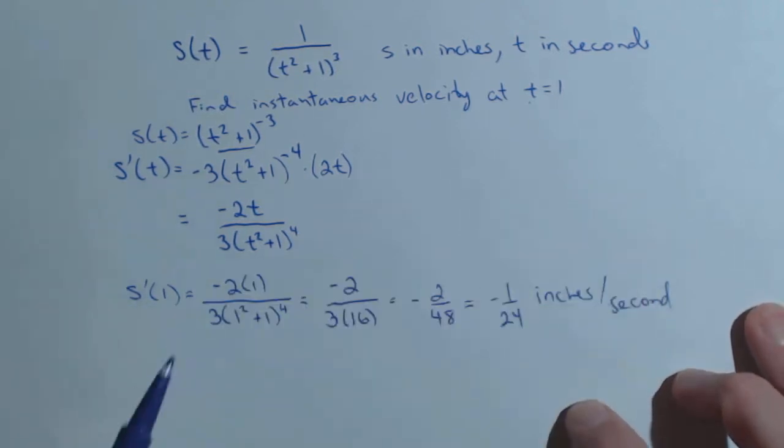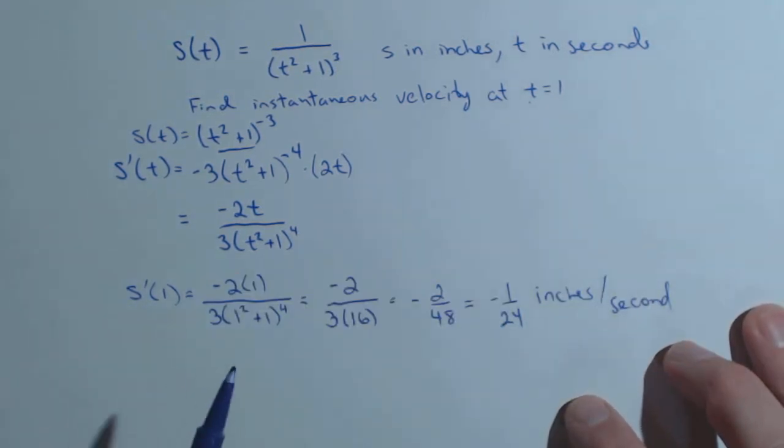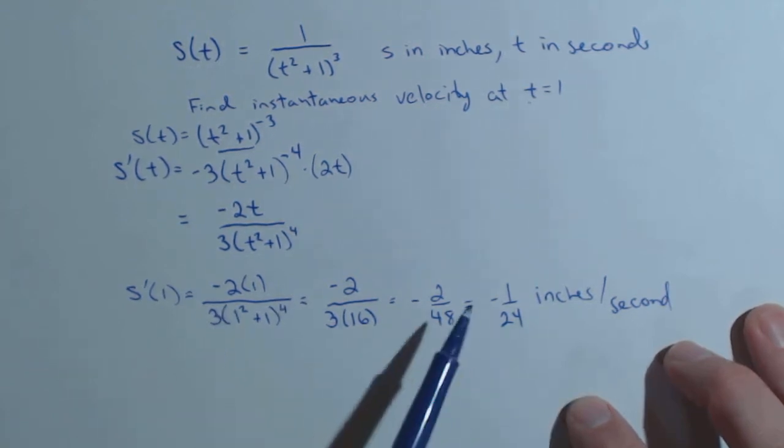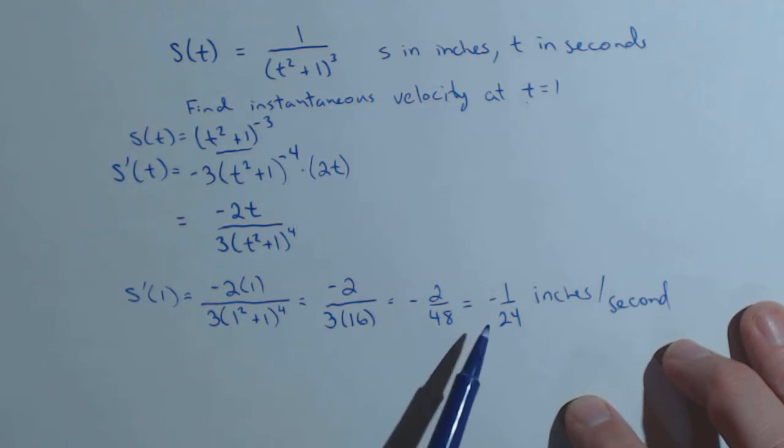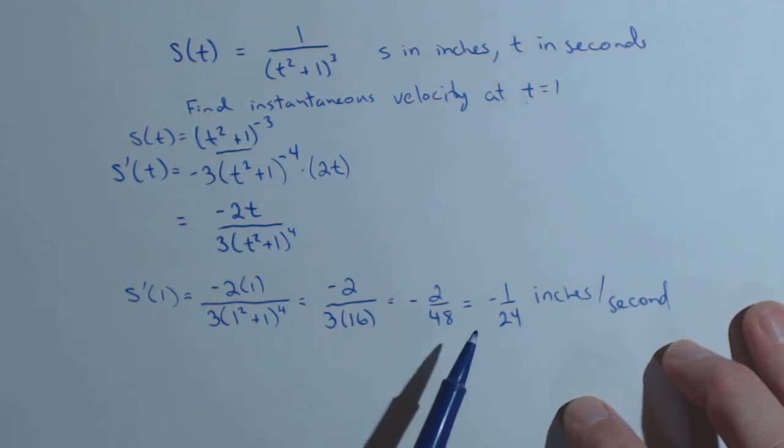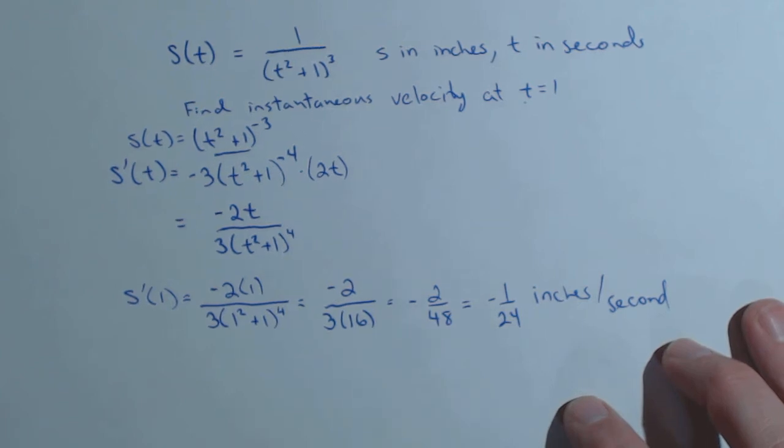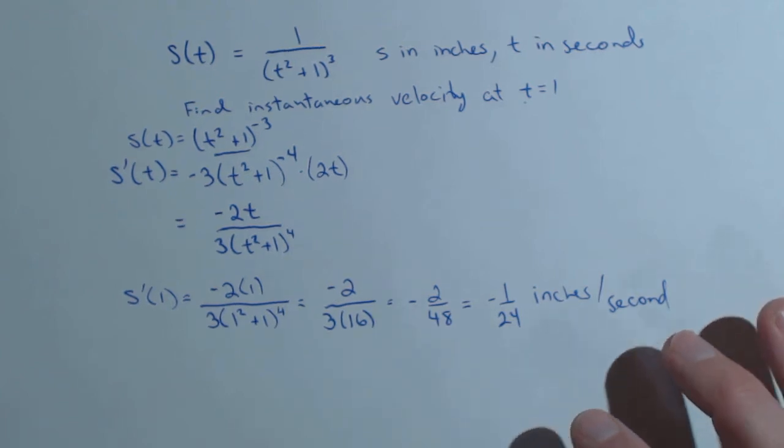So that's the instantaneous velocity of this particle at 1. We also know that it's going to the left because we have a negative velocity. Typically, a positive velocity represents right. At this instant, it is moving to the left at a rate of negative 1/24 inches per second.